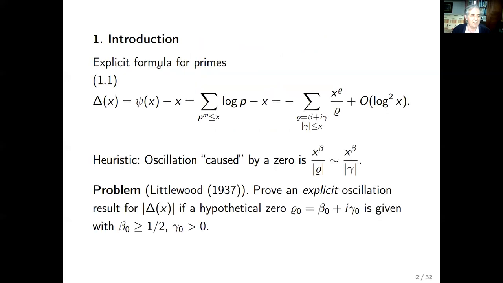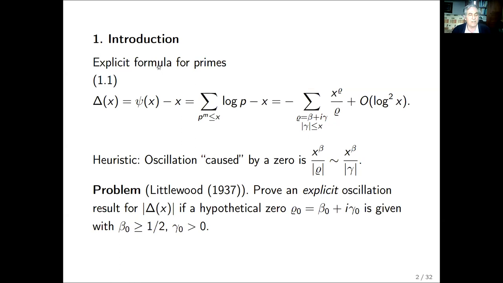And then I start with the first slide with the remainder term of the prime number formula. We look for the explicit formula. And then we can see it's a standard fact, a little heuristic, meaning that we will say that an oscillation caused by a zero rho will be x to the beta, so beta is the real part of the zero, divided by the modulus of rho, which is asymptotically the same as x to the beta divided by the modulus of gamma.